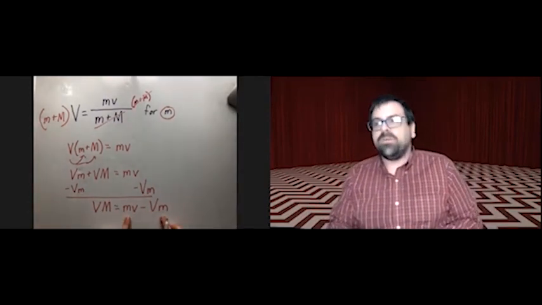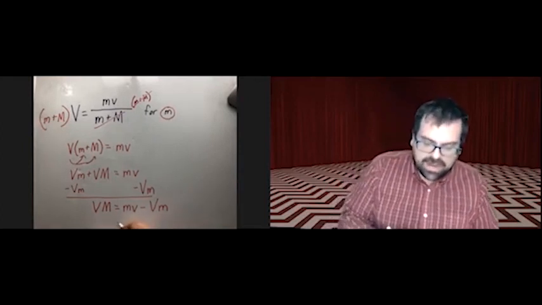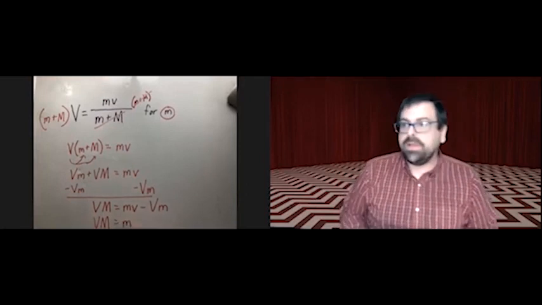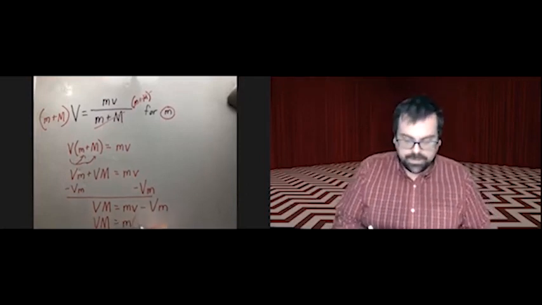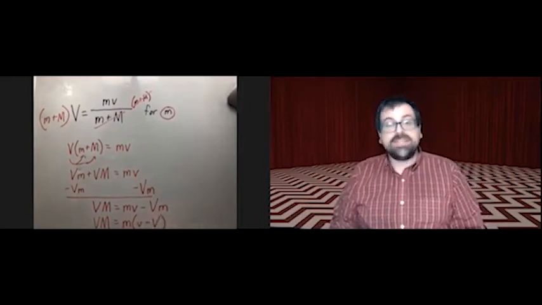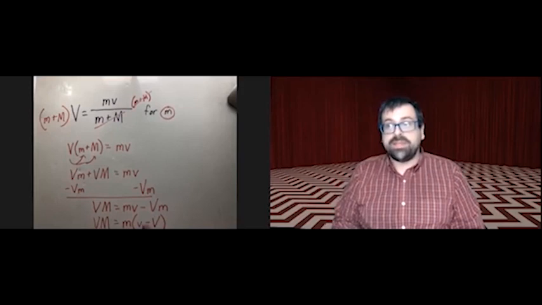That means that we're now going to be able to factor out a little m. We're left with little v minus big V. That's not zero because these are two different things. Little v and big V are not the same. We can't make that zero.